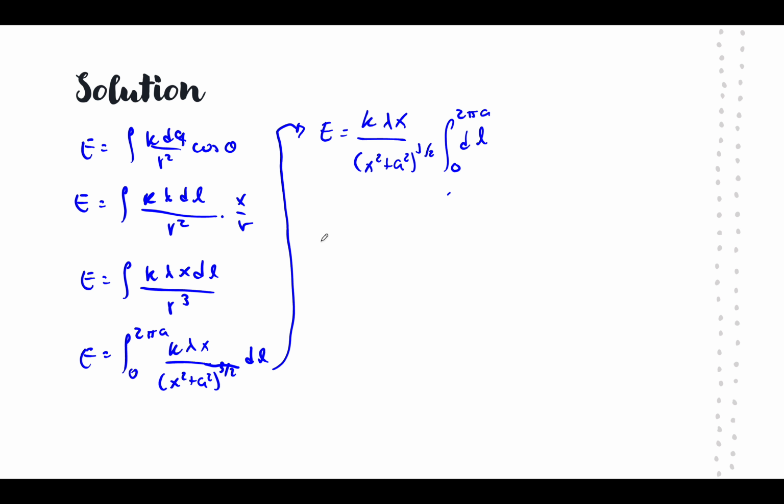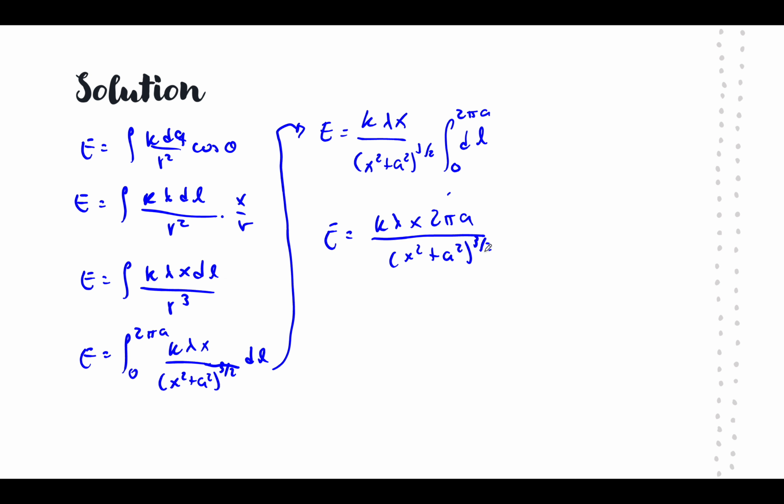And we integrate and we get that our electric field is going to be equal to k lambda x 2 pi a over x squared plus a squared to the power of 3/2.